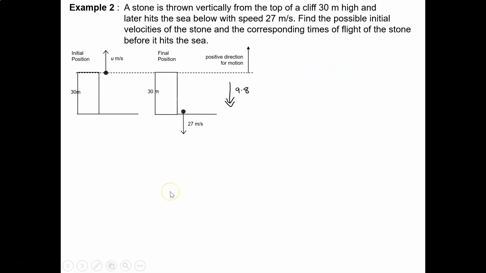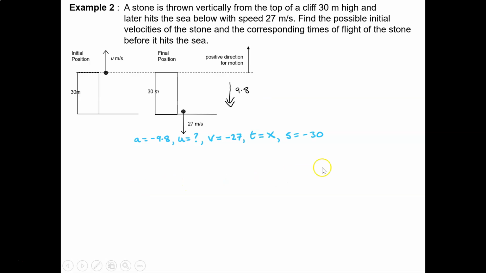So we start with the diagram. So we're taking up as positive. So we're considering u to be positive to start. We know the tower is 30 meters tall, so that displacement would be minus 30. It's going to hit the sea now with a speed of 27, so the velocity would be minus 27, and our acceleration due to gravity is minus 9.8.